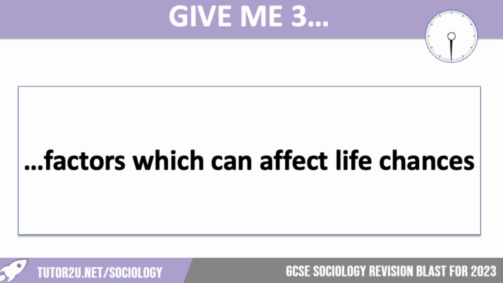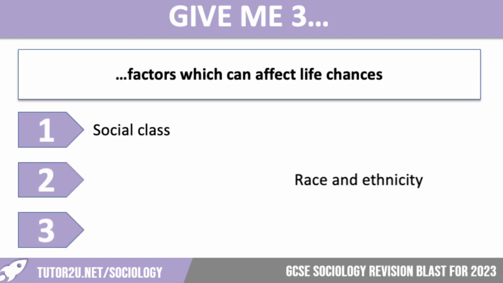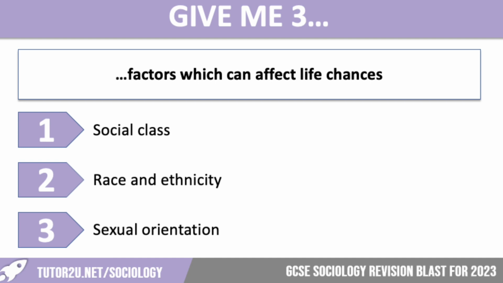Okay, let's have a look. So we've got social class, we've got race and ethnicity, we've got sexual orientation. There are others that you could have there as well. So you could have gender, of course, you could have age, you could have disability as well.